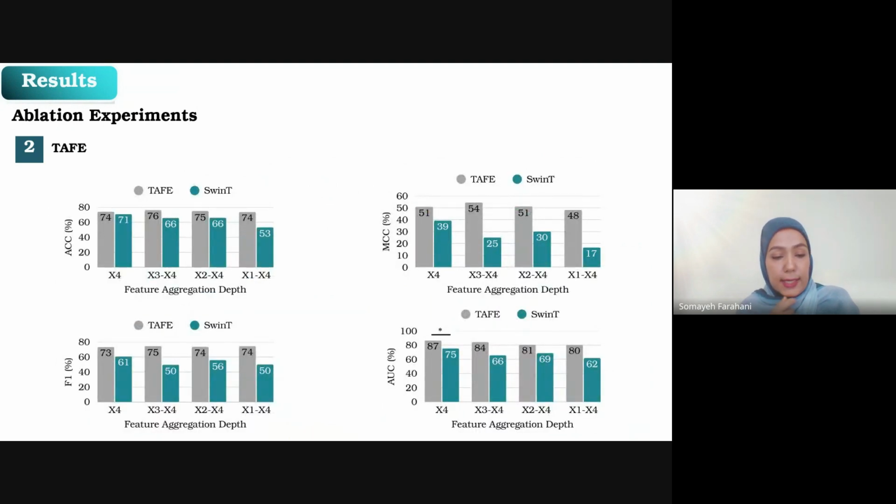The results show that segmentation guidance consistently improves performance compared to the SWIN transformer alone. Interestingly, adding more feature levels didn't significantly boost TAF's performance, but for a SWIN transformer, it actually reduced performance. I think this highlights the value of segmentation guidance in our model.